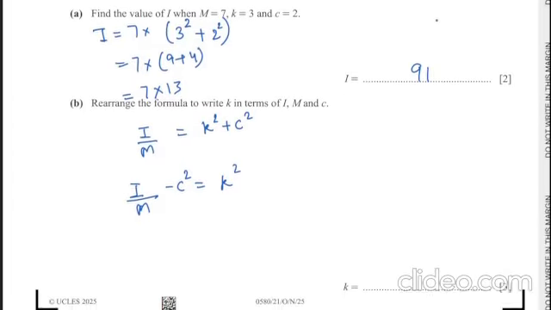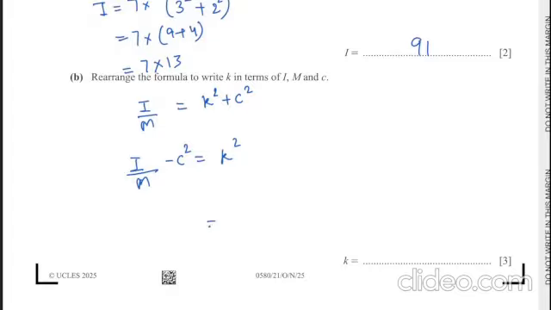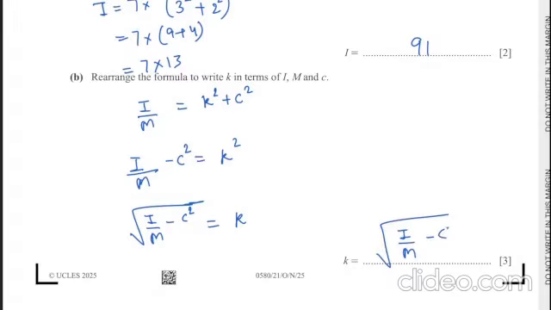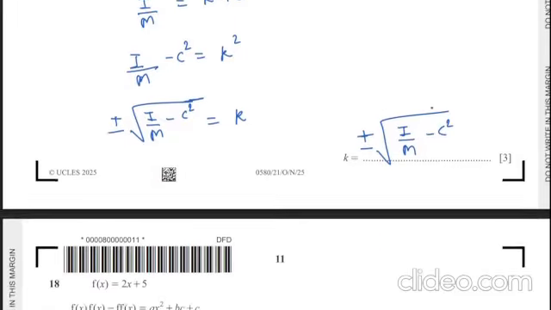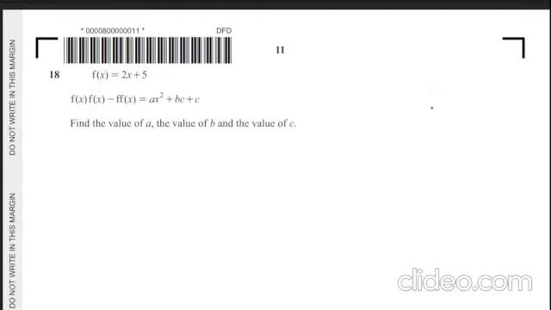Then you have to simply square root both the sides. So under root l upon m minus c squared, everything is in the root, equals k. So this will be the answer: under root l over m minus c squared. Here we can put a plus-minus sign also, because when we square root both sides, we generally put this plus-minus sign. Let's move to the next question.